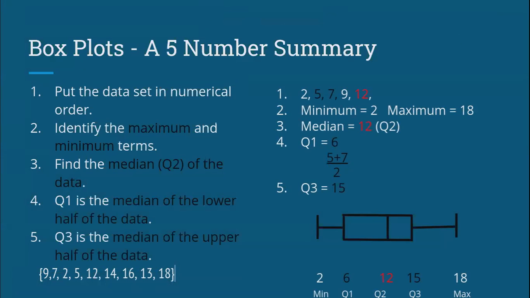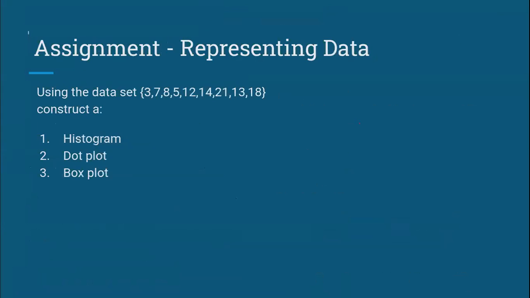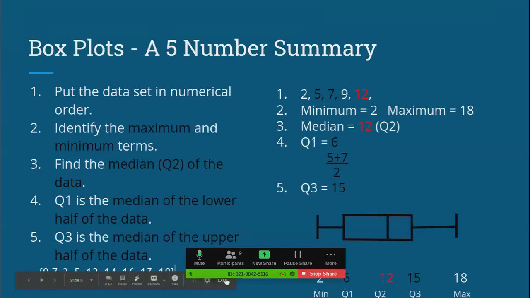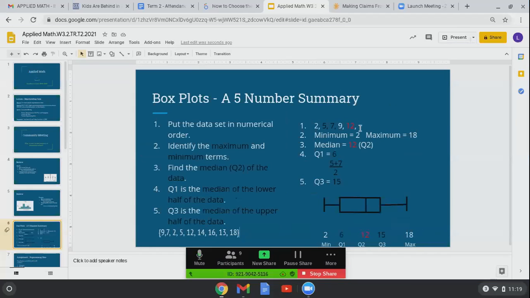So if we were in class, I would tell you to draw a little arrow up here and put a 6, because that shows you it is the middle of the first half. And then we would do the same thing for the second half of the data, which I am now going to put back.